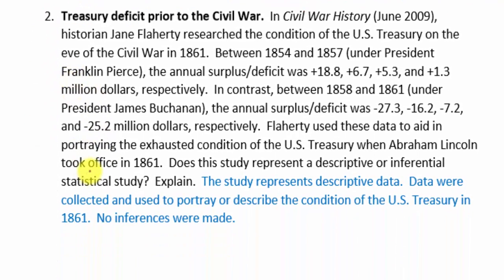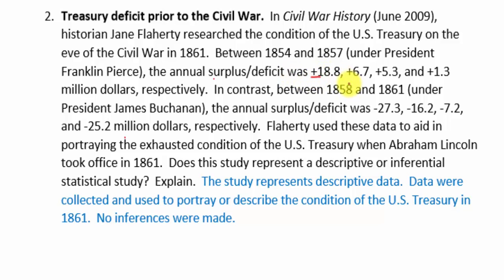In reference number 2, Treasury deficit prior to the Civil War. So the information found here is from Civil War History, June 2009 edition. So historian Jane Flaherty researched the condition of the U.S. Treasury on the eve of the Civil War in 1861. Between 1854 and 1857, under President Franklin Pierce, the annual surplus or deficit was plus 18.8, plus 6.7, plus 5.3, and plus $1.3 million respectively.